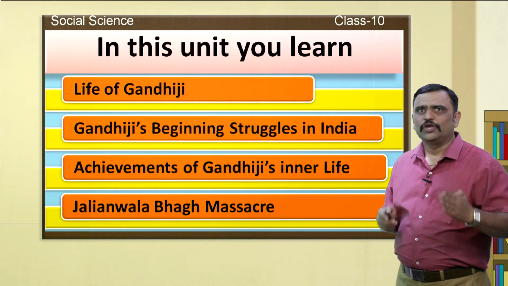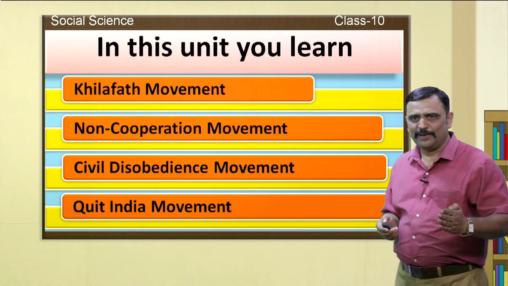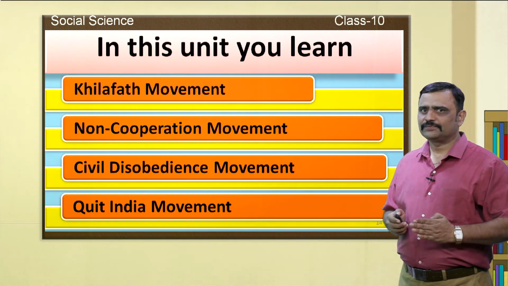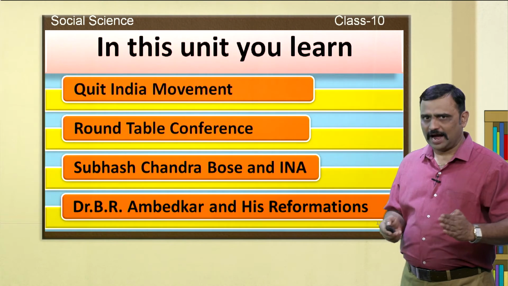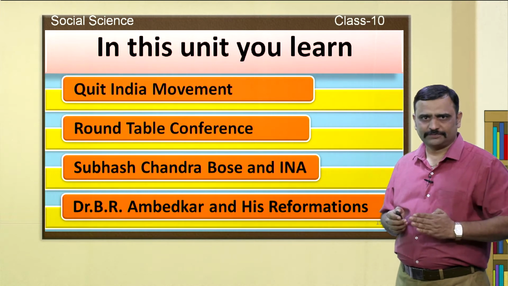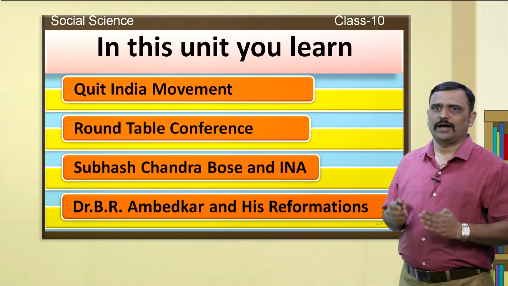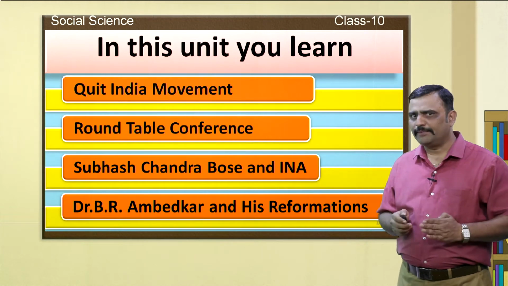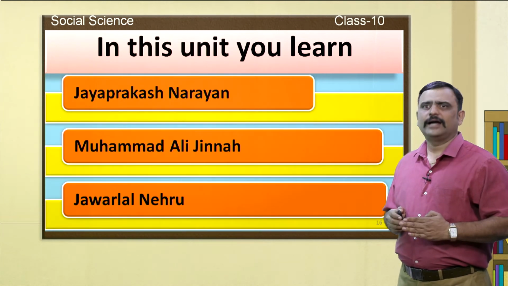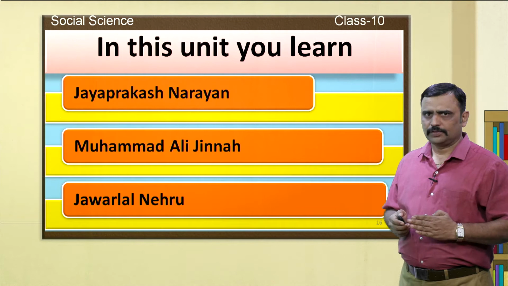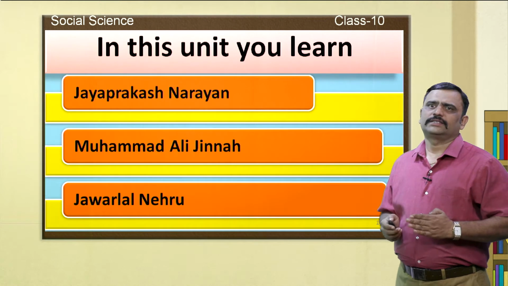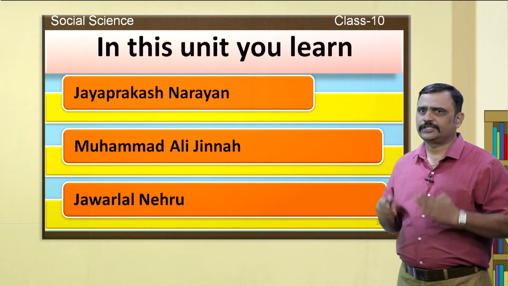Apart from this, you will even learn about the Khilafat movement, non-cooperation movement, civil disobedience movement, Quit India movement, and round table conferences, Netaji Subhash Chandra Bose and his Indian National Army, Dr. B.R. Ambedkar and his reformations, Jai Prakash Narayan and his socialist movements, Muhammad Ali Jinnah, Jawaharlal Nehru. All these things you are going to learn in this chapter.